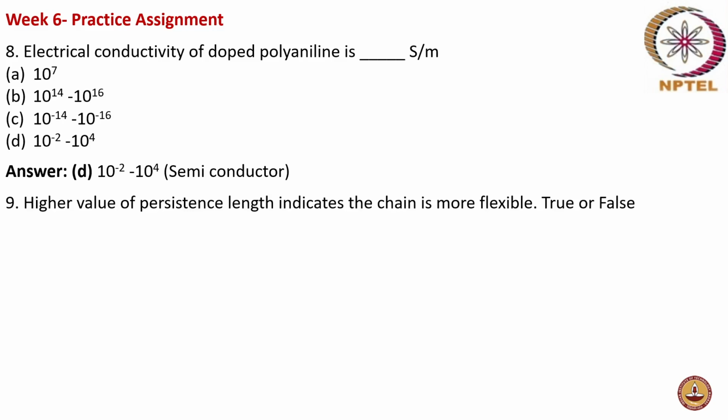Higher value of persistent length indicates that the chain is more flexible. Is it true or false? False, ma'am. Why is it false? The persistent length says how it is correlated. Rod-like structures possess high persistent length. Okay, do all of you agree with the one who answered it? Okay, so do all of you agree?